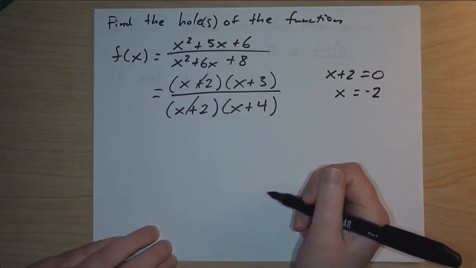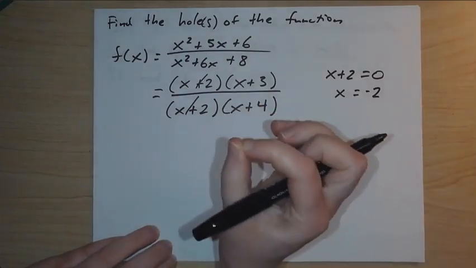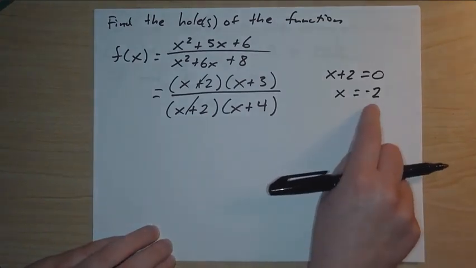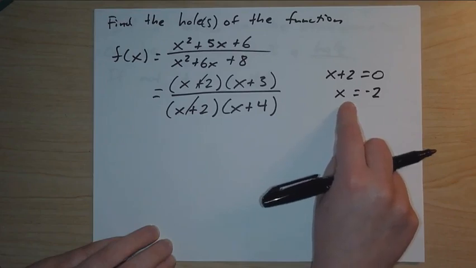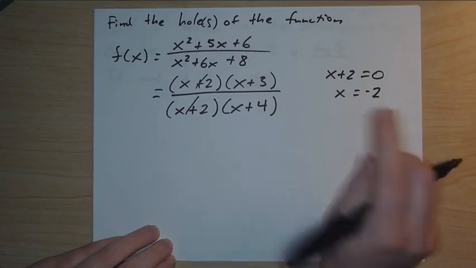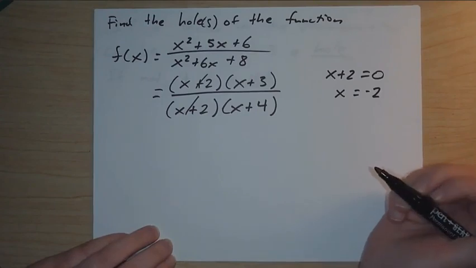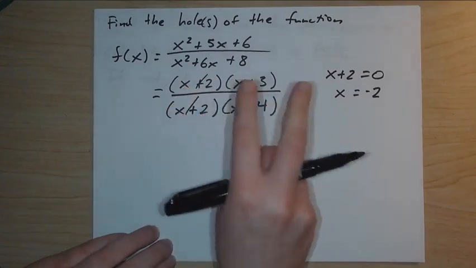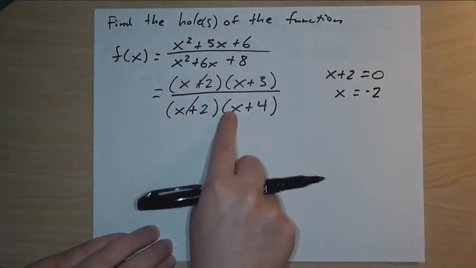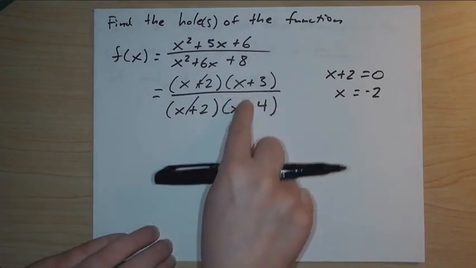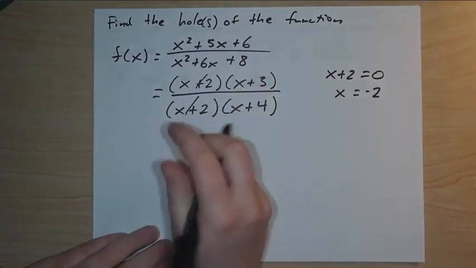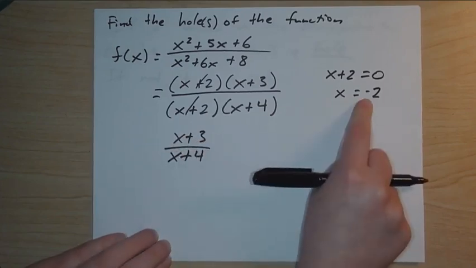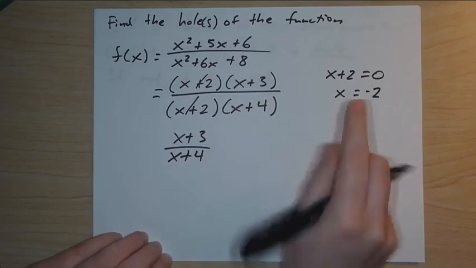So in our function, there's going to be that little hole that I showed you in the last part, at x equals negative 2. Now with a hole, you can't just say there's a hole at x equals negative 2. You actually have to show the y value as well. So you need to find the y value. You take the new form of your canceled, your lowest terms form of the function, so that would be x plus 3 over x plus 4. And you put in where your hole is at. So your hole is at negative 2.